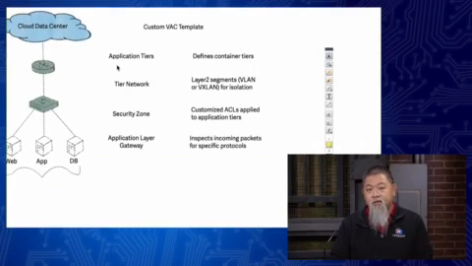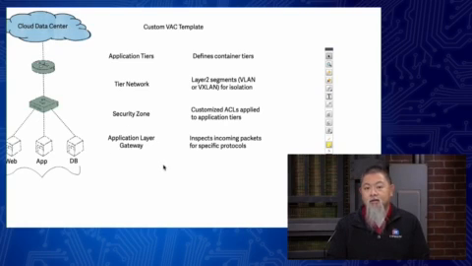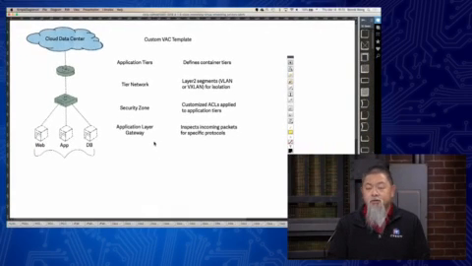Instead, you can actually say what goes in there. You can create our tier network too, so a layer 2 segment for isolation as well. You can actually create those if you need to. Security zones and even your application layer gateway, and that will allow you to do the traffic inspection that you need to. So all those are actually very customizable if you need.